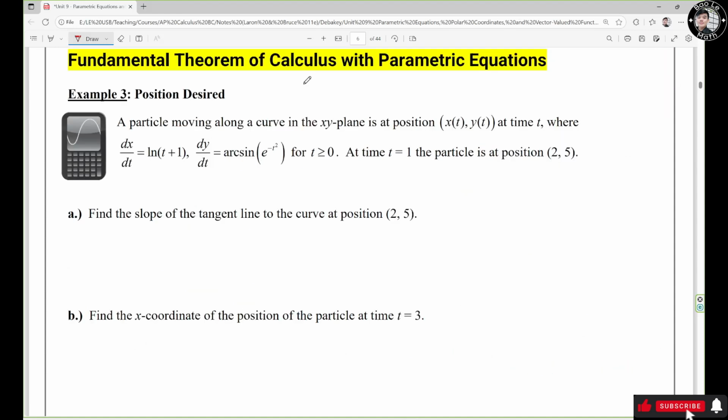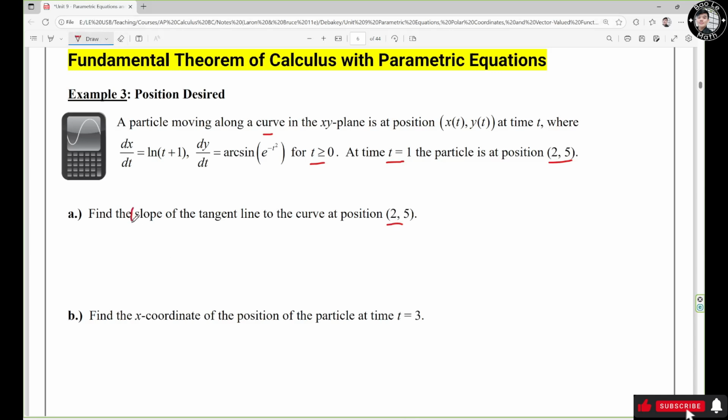Now let's move on to example number 3. We're going to use the fundamental theorem of calculus with parametric equations. A particle moving along a curve in the xy plane has position s of t, y of t at time t, where ds/dt equals natural log of t plus 1 and dy/dt equals sine of e to the negative t squared, for t greater than or equal to 0. At time t equals 1, the particle is at position (2, 5). Find the slope of the tangent line to the curve at position (2, 5).